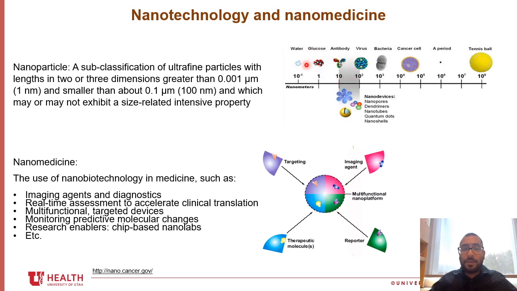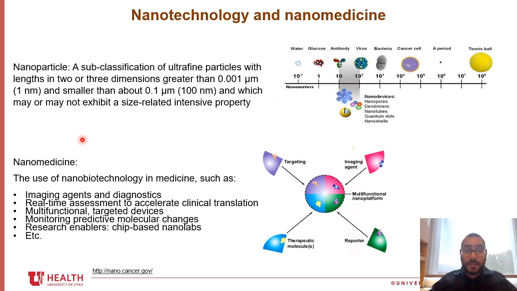Below that, for example, you can see glucose at 1 nanometer size, water at less than 1 nanometer in size. You can see bacteria at almost 1 micron, then cancer cells, and then a tennis ball at this length. So any particle or different nanoparticles that lie between the range of 10 and 100 nanometers are called nanoparticles.